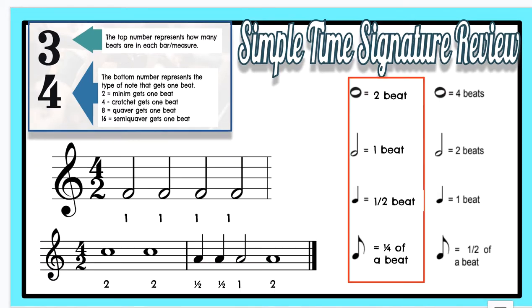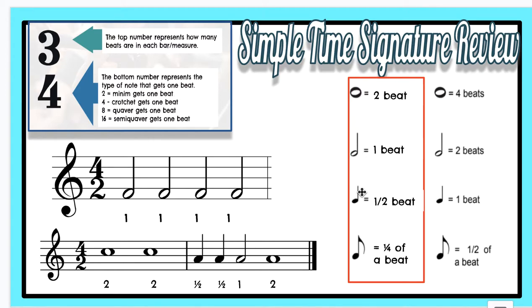Let's look at another one. For 4/2 time signature, the top number again tells us that the measure must have 4 beats. But look at the bottom number. It's changed. Refer to your chart.